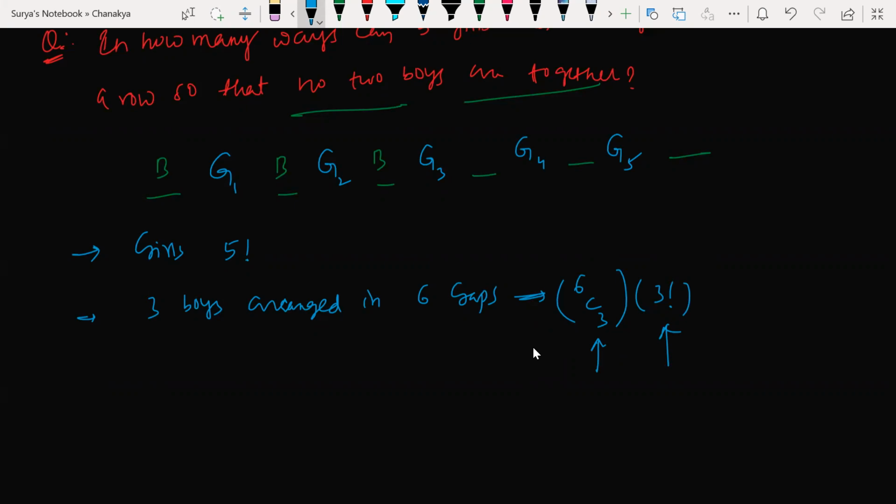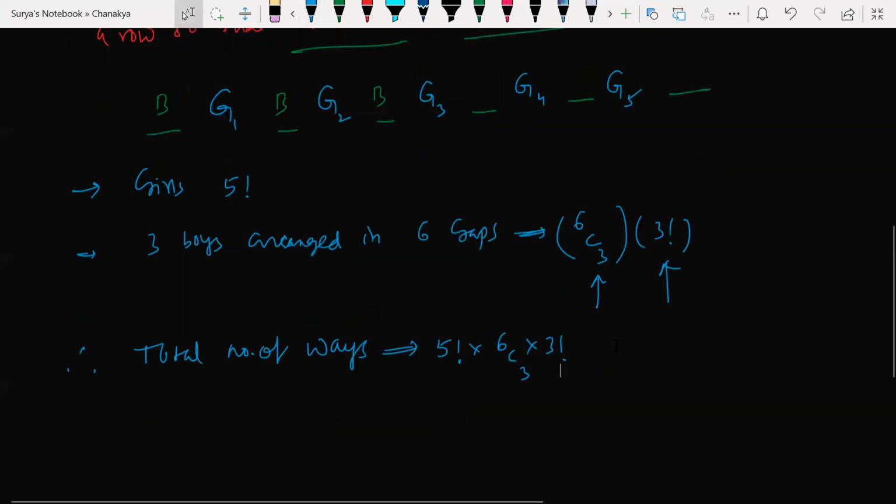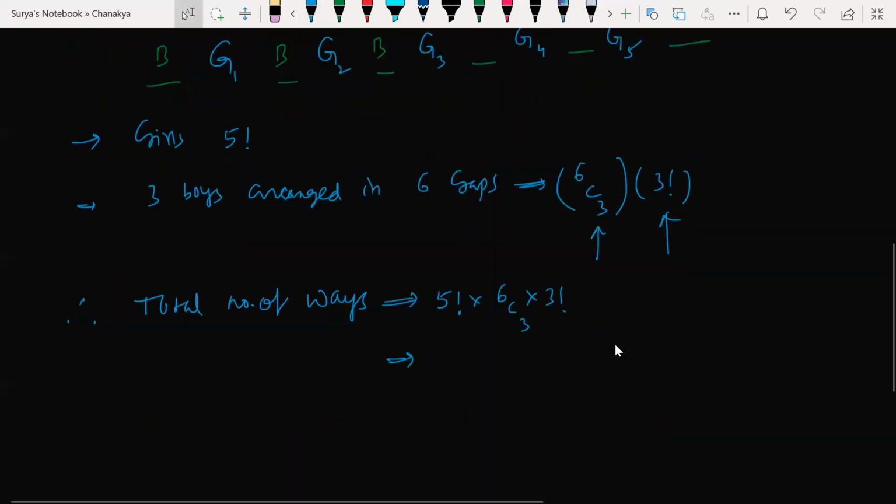So what is the answer now? Find the total number of ways. Total number of ways is 5 factorial into 6C3 into 3 factorial. 5 factorial you write as it is. 6C3 can be written as 6 factorial divided by 3 factorial into 3 factorial, and 6 factorial is 6 into 5 into 4 factorial.